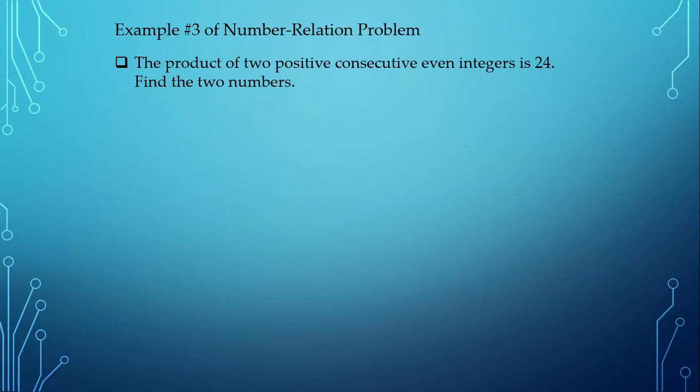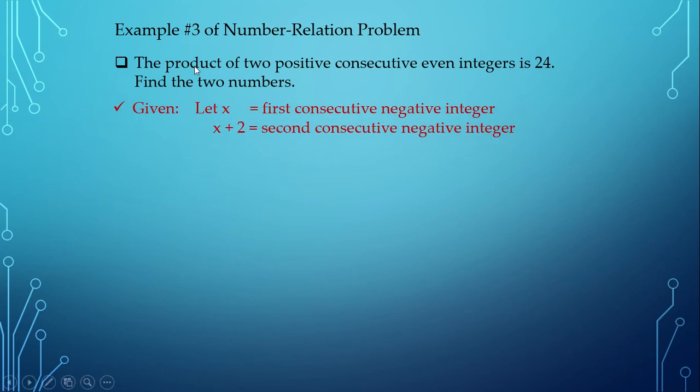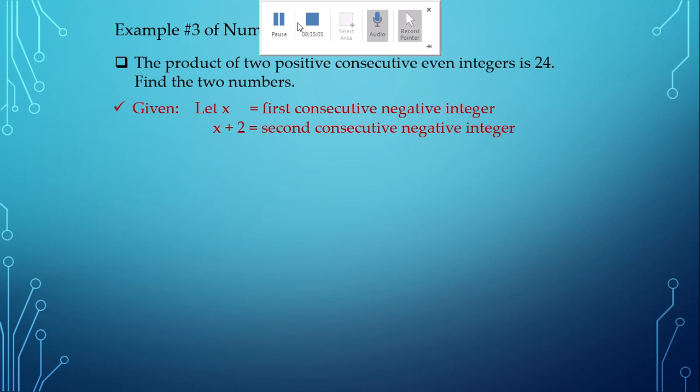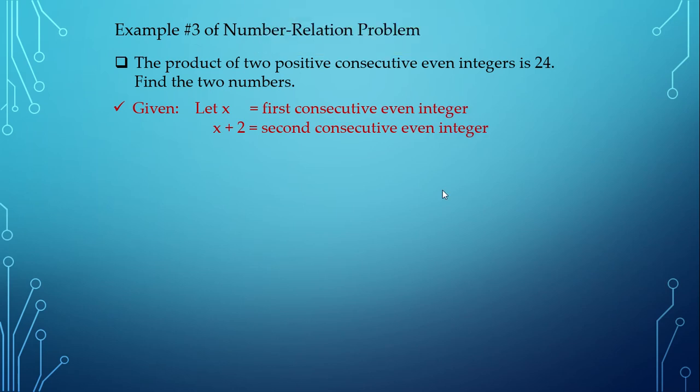The product of two positive consecutive even integers is 24. Not a correction. Find the two numbers. So, to represent the given, let x be the first consecutive negative integer. Okay, to make the correction again, since our statement talks about two positive consecutive even integers, we will let x be the first consecutive even integer, then x plus 2 is the second consecutive even integer.